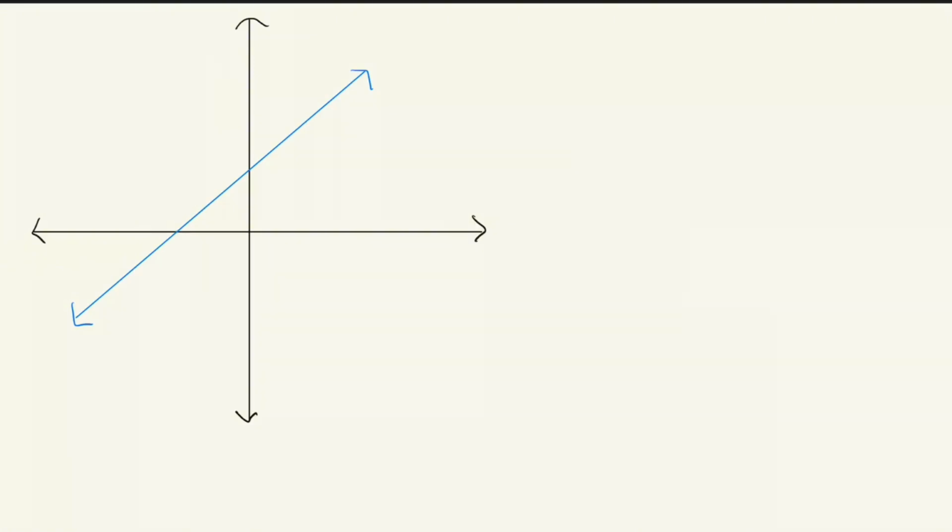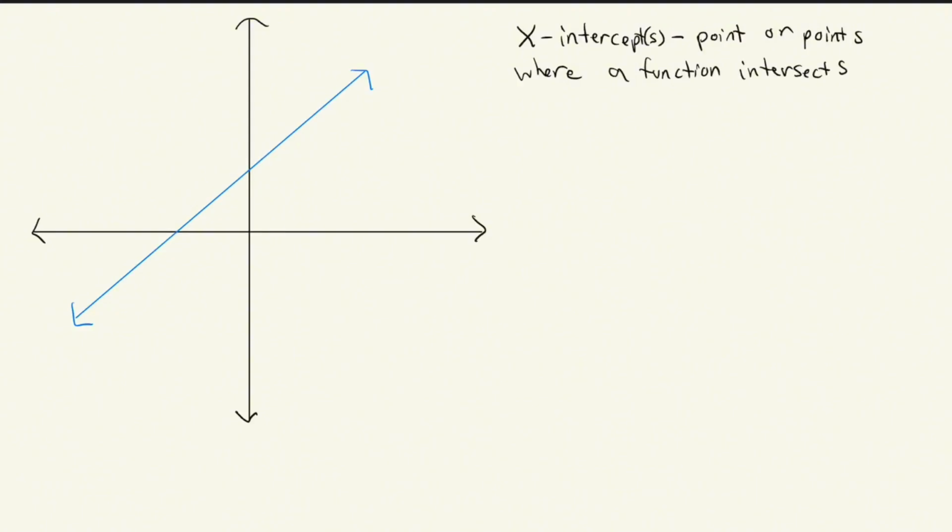There are 2 more points I want to quickly cover in this video. The first is x-intercepts. x-intercepts are the point or points where a function intersects with the x-axis. So just like how the y-intercept is where the function intersects with the y-axis, x-intercepts are the point or points where a function intersects with the x-axis. So here, on this graph of this function, here's the x-axis, and where the function intersects with it is right here. So that's the x-intercept.